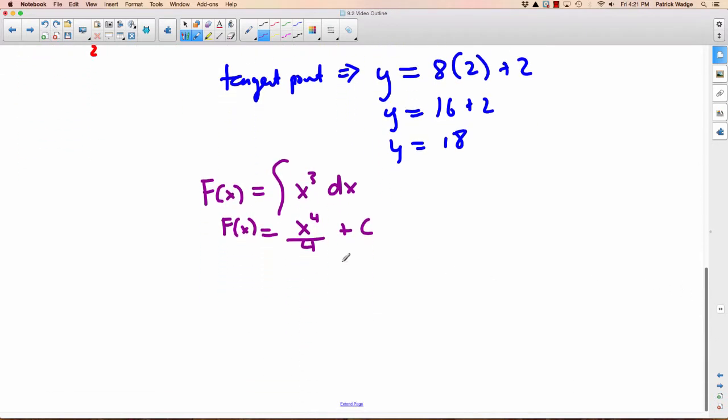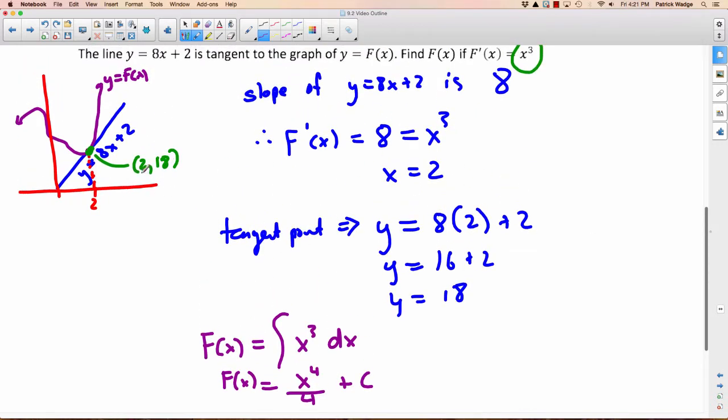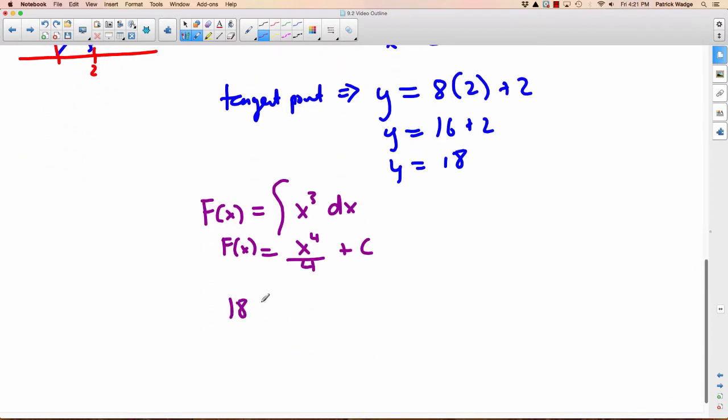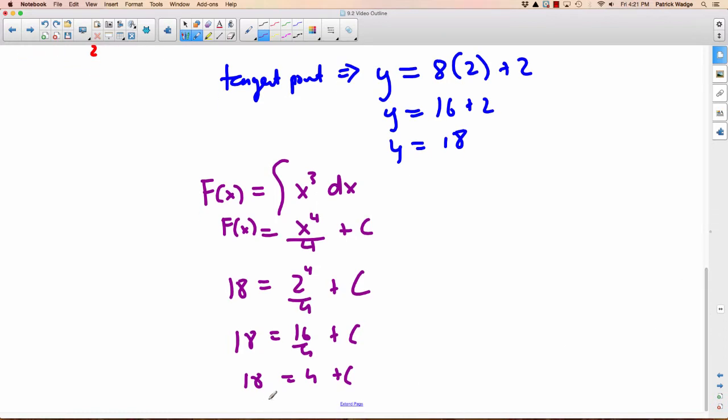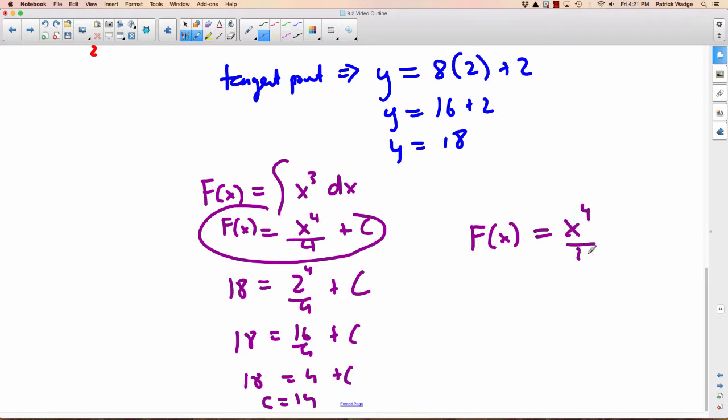Or y, if you'd rather put y. So now we can plug in the point we know. We set up here our point is (2, 18), x value, y value, or f of x, same as y, right? So we have 18 equals 2 to the 4th divided by 4 plus c. 18 equals 16 over 4 plus c. 18 equals 4 plus c. Move the 4 and subtract, you get c equals 14. And so finally we can write down our formula. We have f of x equals, remember we're using this one right here, x to the 4th over 4 plus 14. And this is our answer.